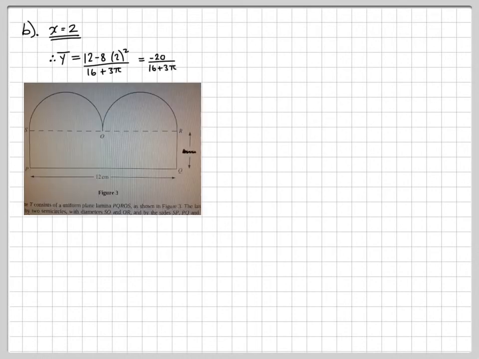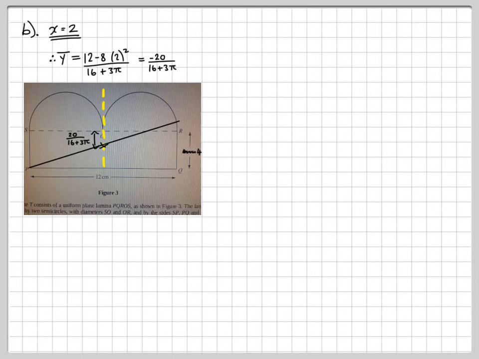So for this part I'm going to start off and just use the information they gave, and that was that x was equal to 2, and that will allow me now to find out that y bar is actually going to be equal to minus 20 over 16 plus 3 pi. So back to the diagram as shown here, and I'm just going to start to mark on now where the centre of mass is. I notice that in this particular problem the centre of mass has a negative y coordinate, but if I mark things up like shown, I'm just going to put it down as 20 over 16 plus 3 pi here. I've marked it down as distance.